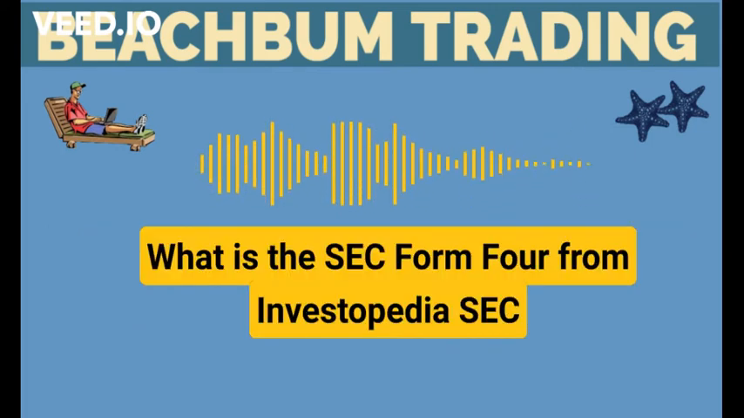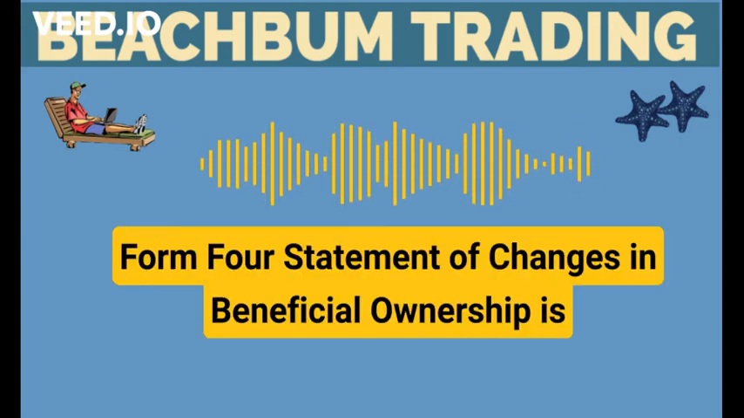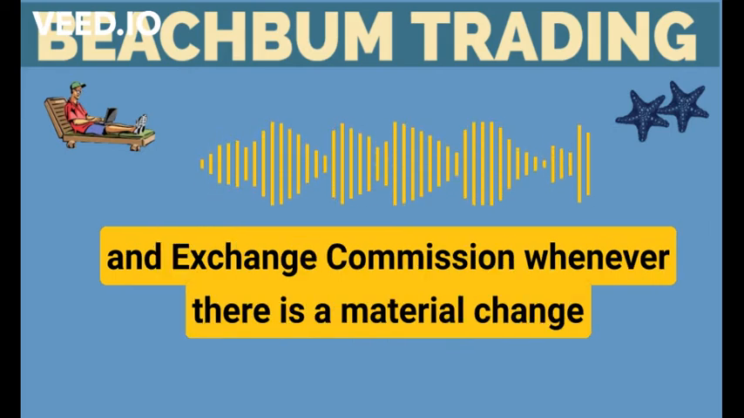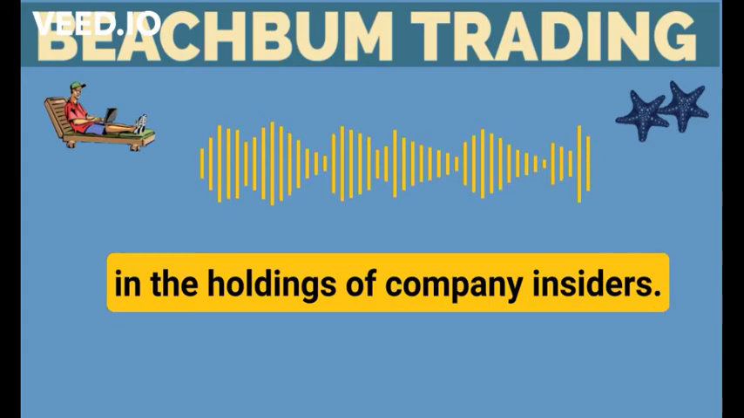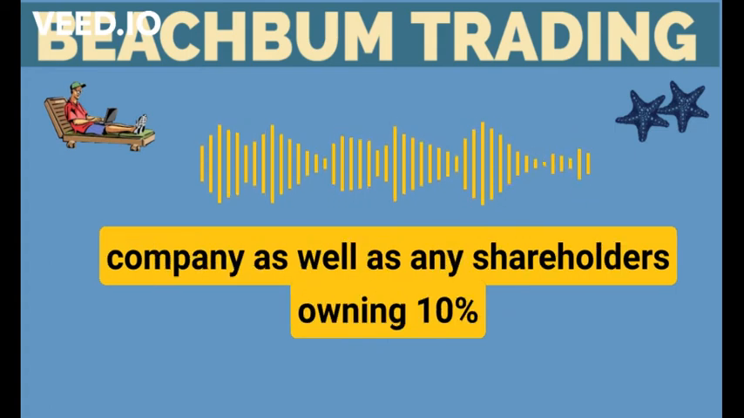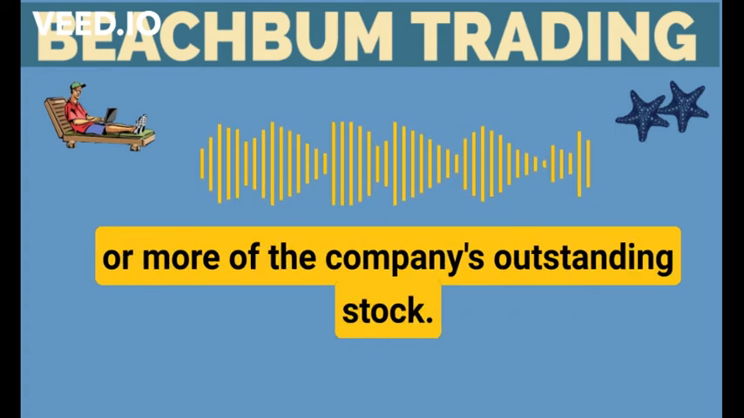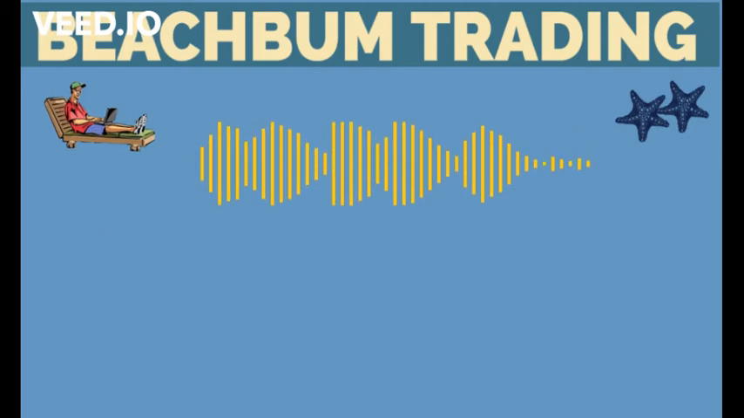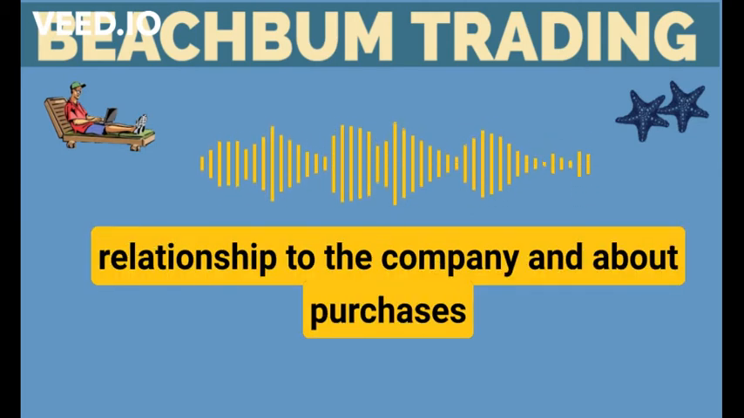What is the SEC Form 4? From Investopedia, SEC Form 4, Statement of Changes in Beneficial Ownership, is a document that must be filed with the Securities and Exchange Commission (SEC) whenever there is a material change in the holdings of company insiders. Insiders consist of directors and officers of the company, as well as any shareholders owning 10% or more of the company's outstanding stock. The forms ask about the reporting person's relationship to the company and about purchases and sales of such equity securities.